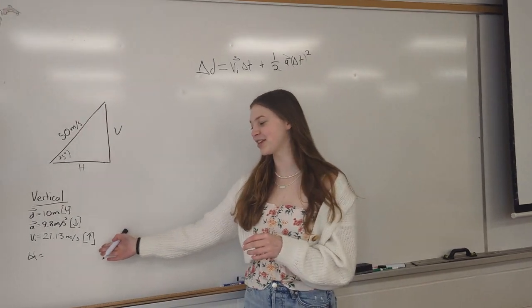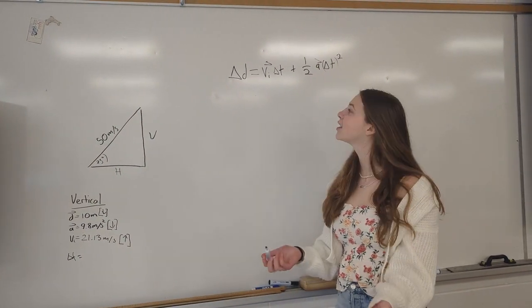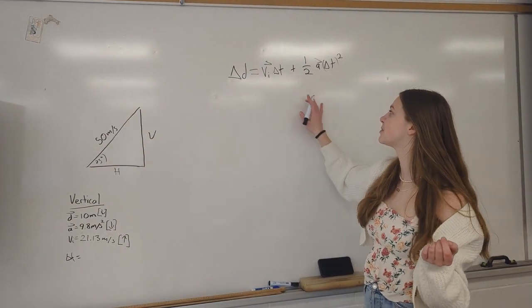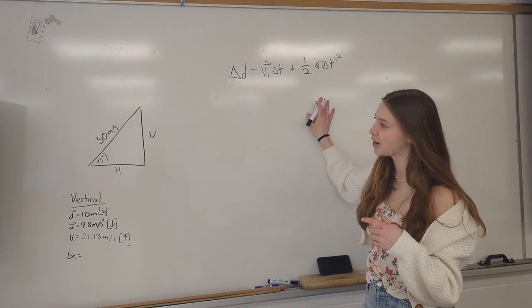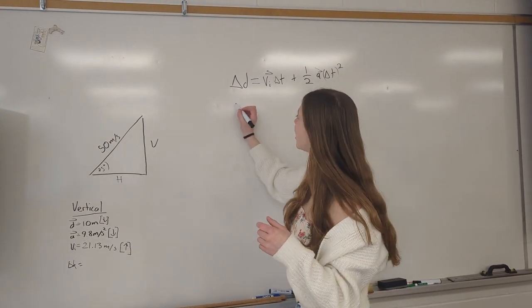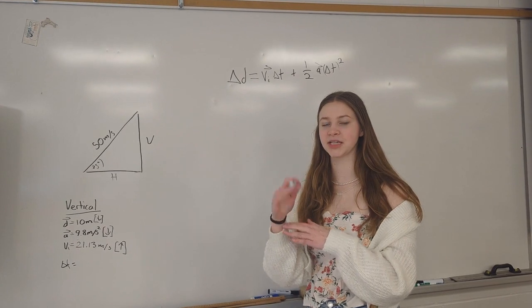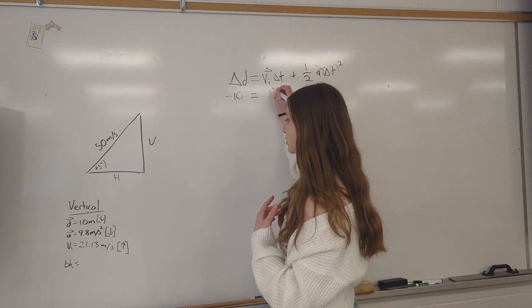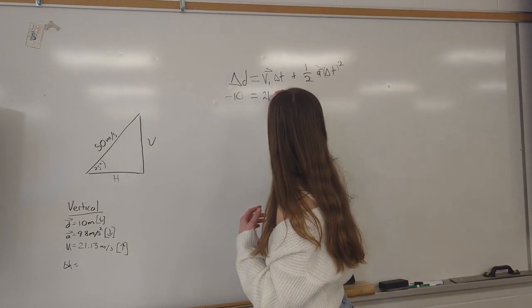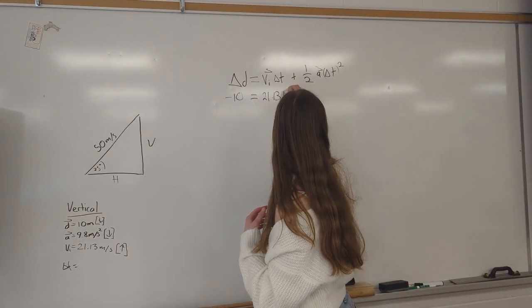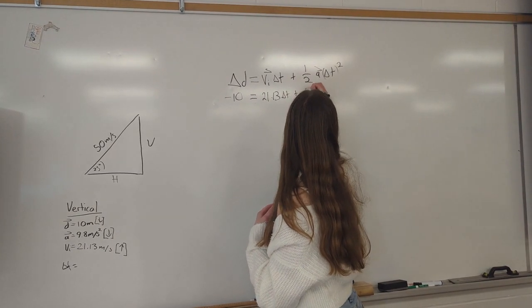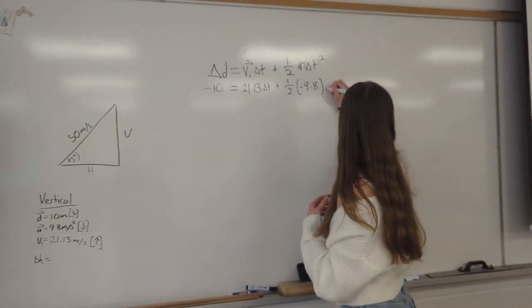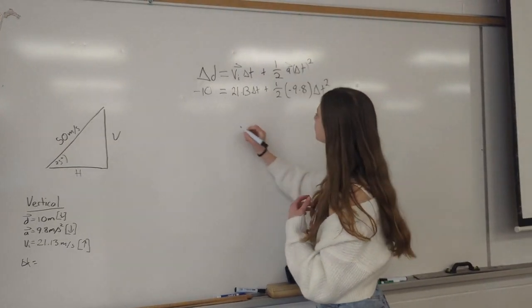Alright, so now that we have all of these vertical components, we can use them to solve for time. We can solve for time using this equation: displacement equals the velocity initial times time plus half of the acceleration times time squared. So if we fill this in, the up direction is being positive, so I'm going to have negative 10 equals 21.13 time plus half negative 9.8 times time squared.